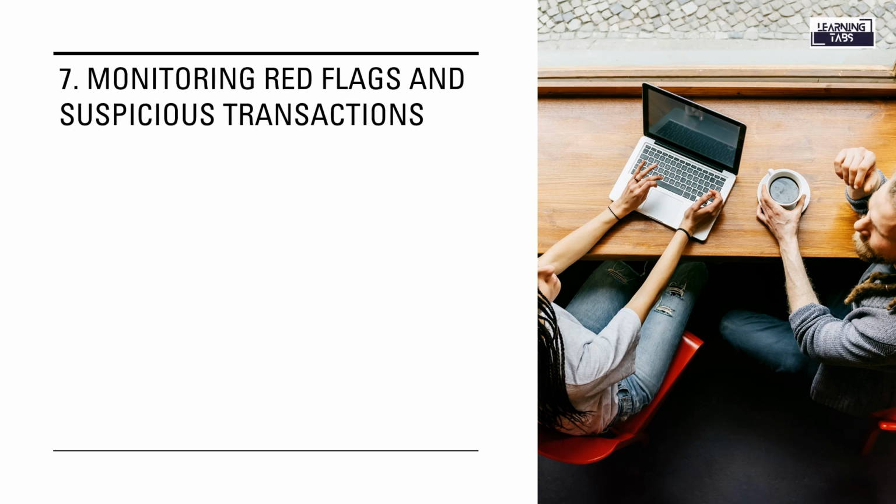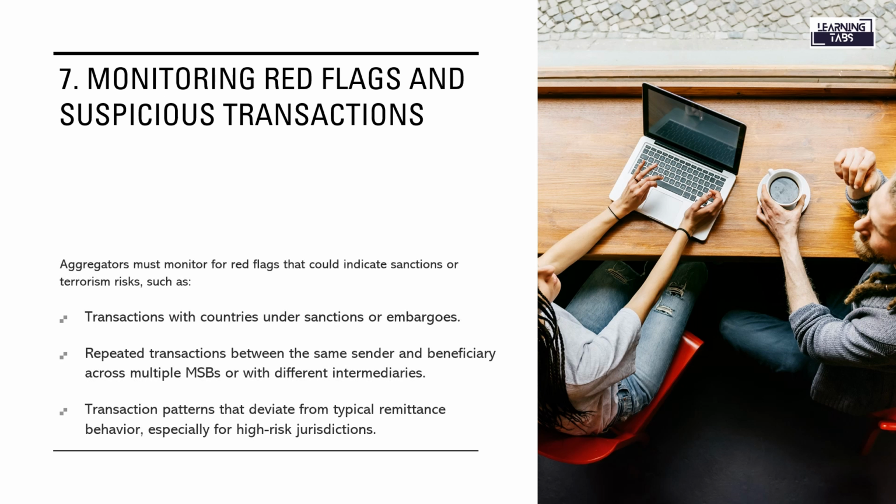Number 7. Monitoring red flags and suspicious transactions. Aggregators must monitor for red flags that could indicate sanctions or terrorism risks, such as transactions with countries under sanctions or embargoes, repeated transactions between the same sender and beneficiary across multiple MSBs or with different intermediaries, and transaction patterns that deviate from typical remittance behavior, especially for high-risk jurisdictions.